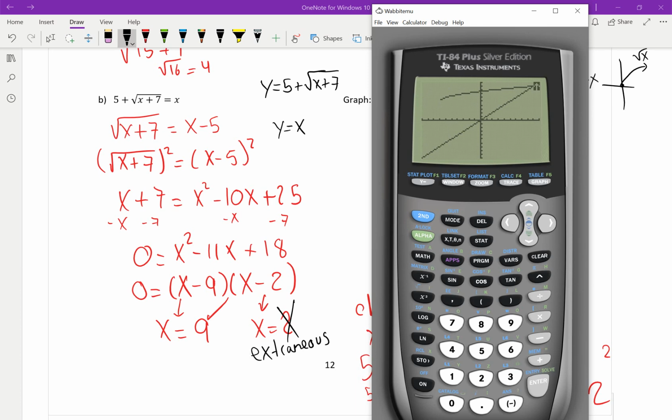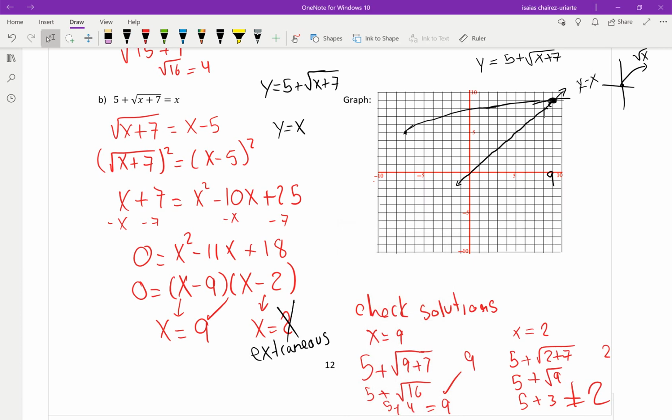So second calc, and I'm going to go to intersect. I need to move the cursor to where I think the intersect is. So I think it's somewhere right around there. I'm going to hit enter. And then the second one is also, I think, somewhere around there. Enter. And my intersection is 9,9. All right. So hopefully we agree thus far.